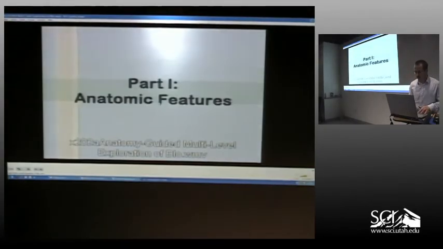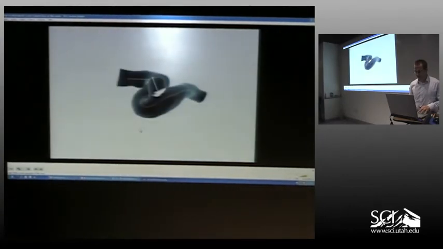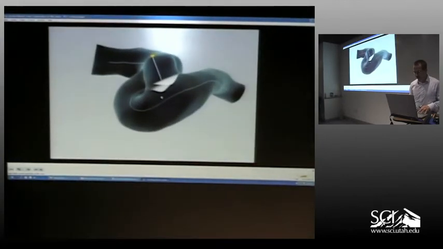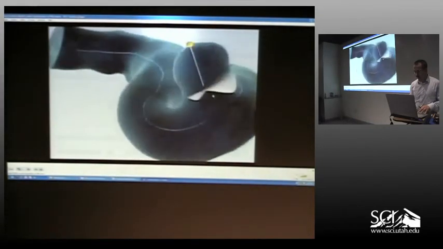By the way, all these videos are available on our website. I will show the address later. So these are the descriptors, the ostium plane, this dome axis, and here the parent vessel axis.